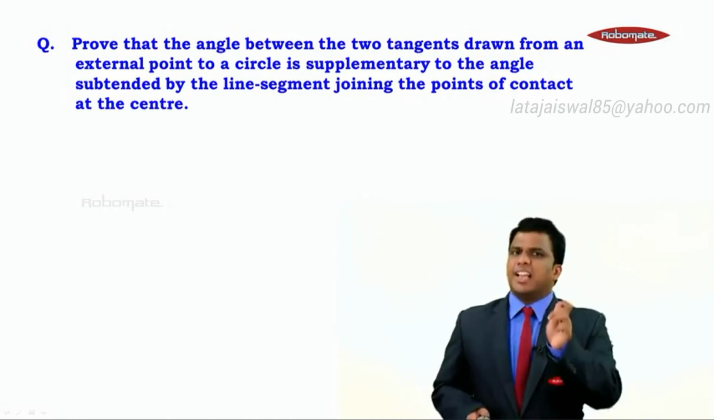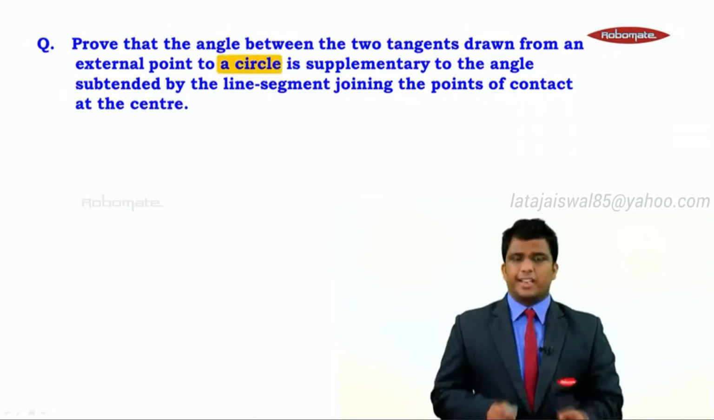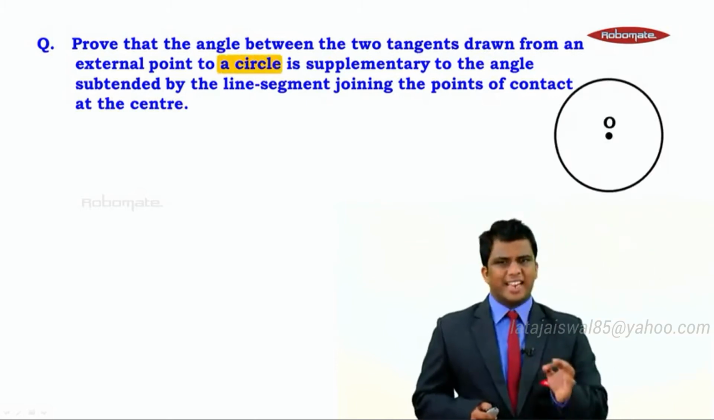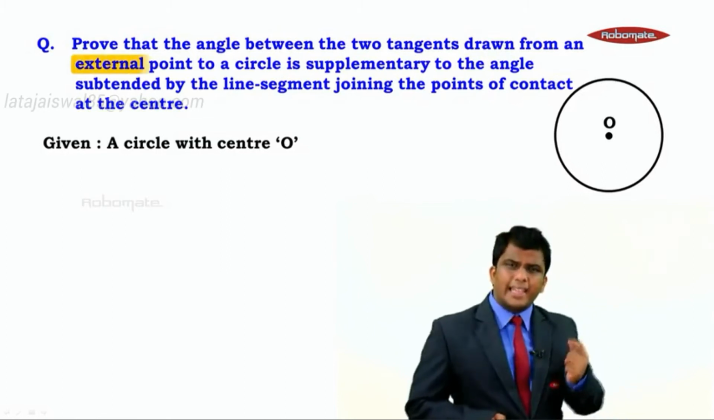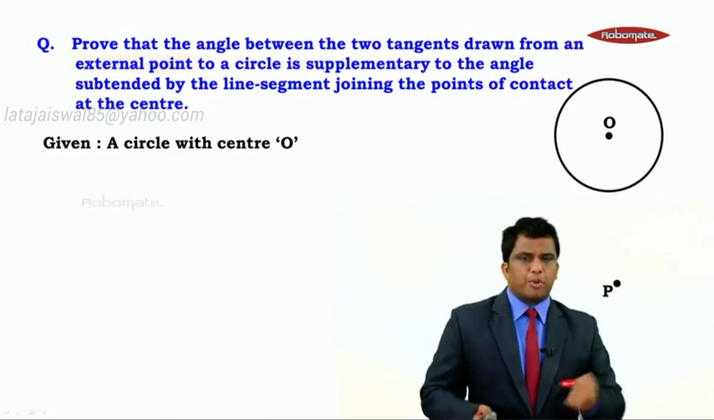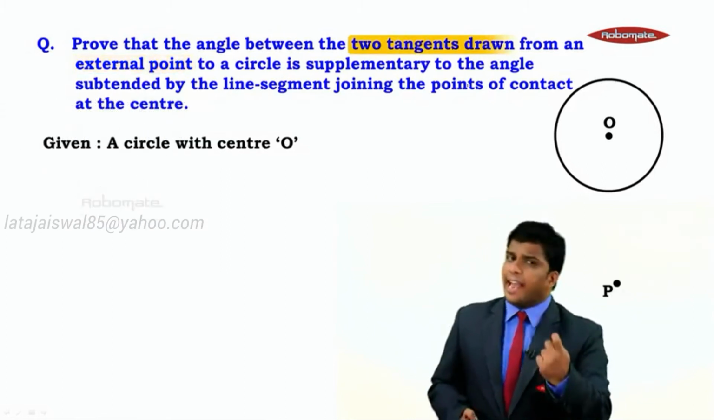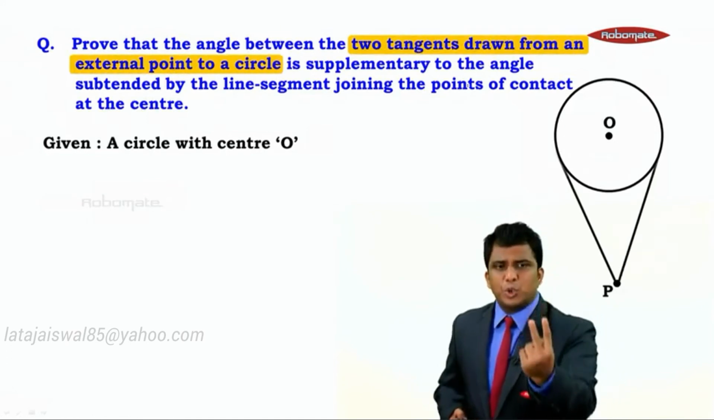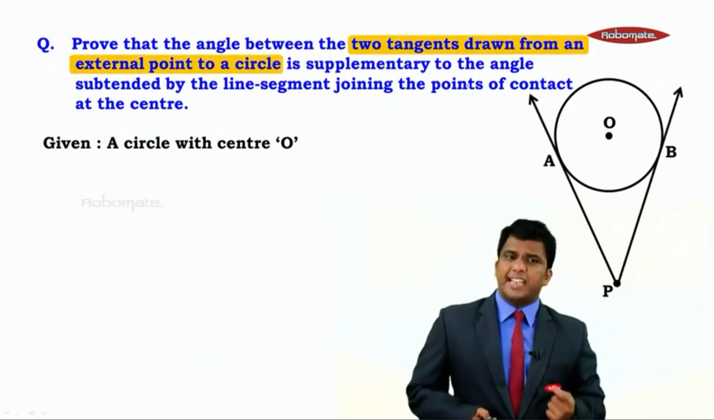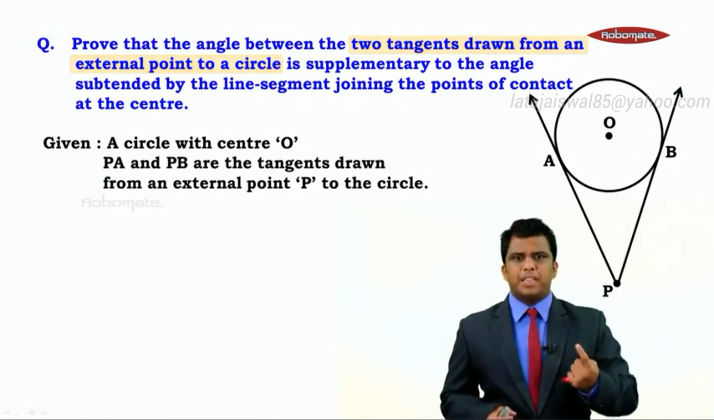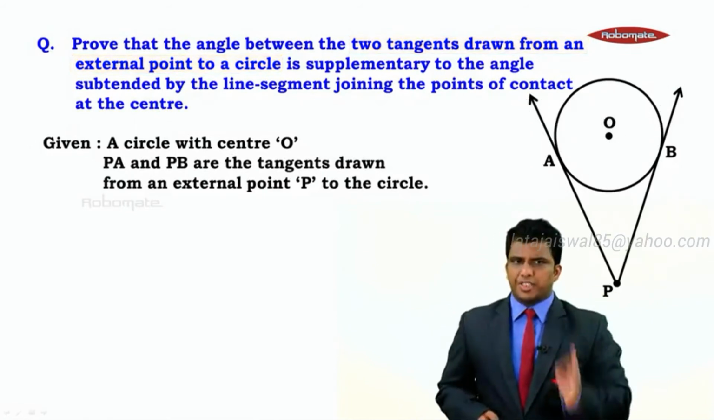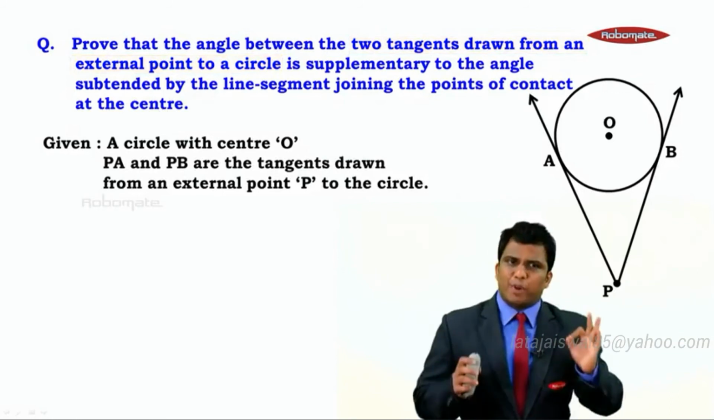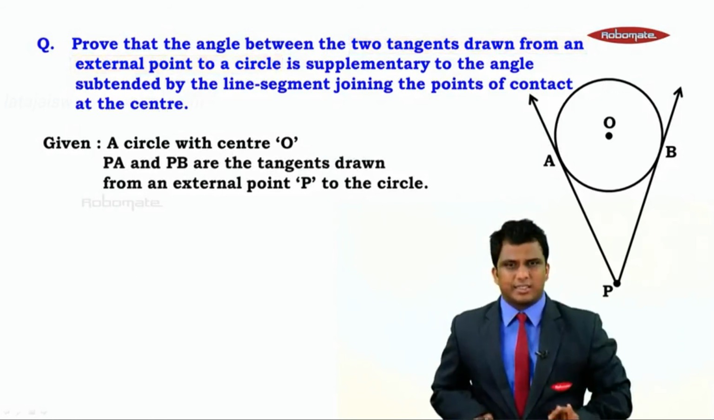Very challenging. Here, one thing is very clear, we need to have a circle. So in the given, we write a circle with center O. We need to have an external point. So we'll take one point as P, which is in the exterior. And from this point P, we need to have two tangents to the circle. We'll take the tangents as PA and PB drawn from P to the circle. Here one thing is noteworthy, that A and B are the points of contact for the tangents and the circle.